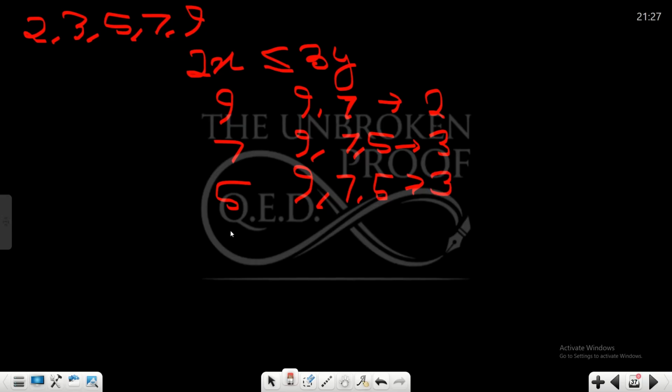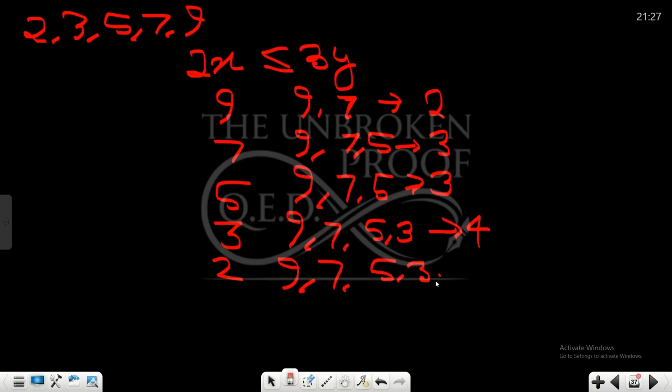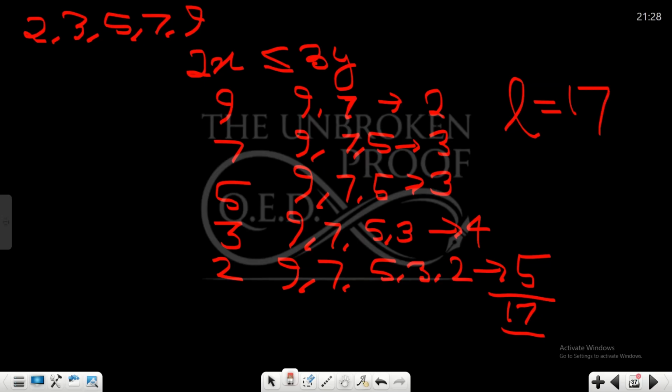Now if you take x as 3, 2 into 3 is 6, so 9, 7, 5 and 3 is also possible, so here you will get 4. If you take 2, 9, 7, 5, 3 and 2 is also possible, so here you will get 5. So the number of elements are 2 plus 3, 5 plus 3, 8 plus 4, 12 plus 5, 17. Okay, so L is equal to 17.